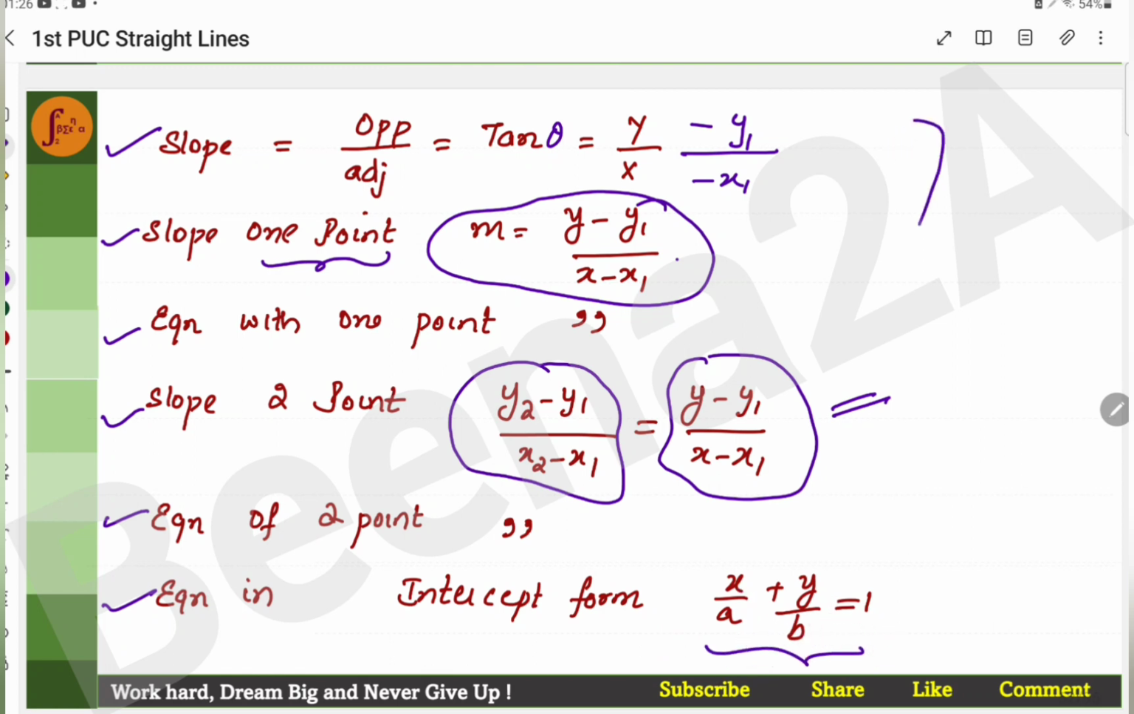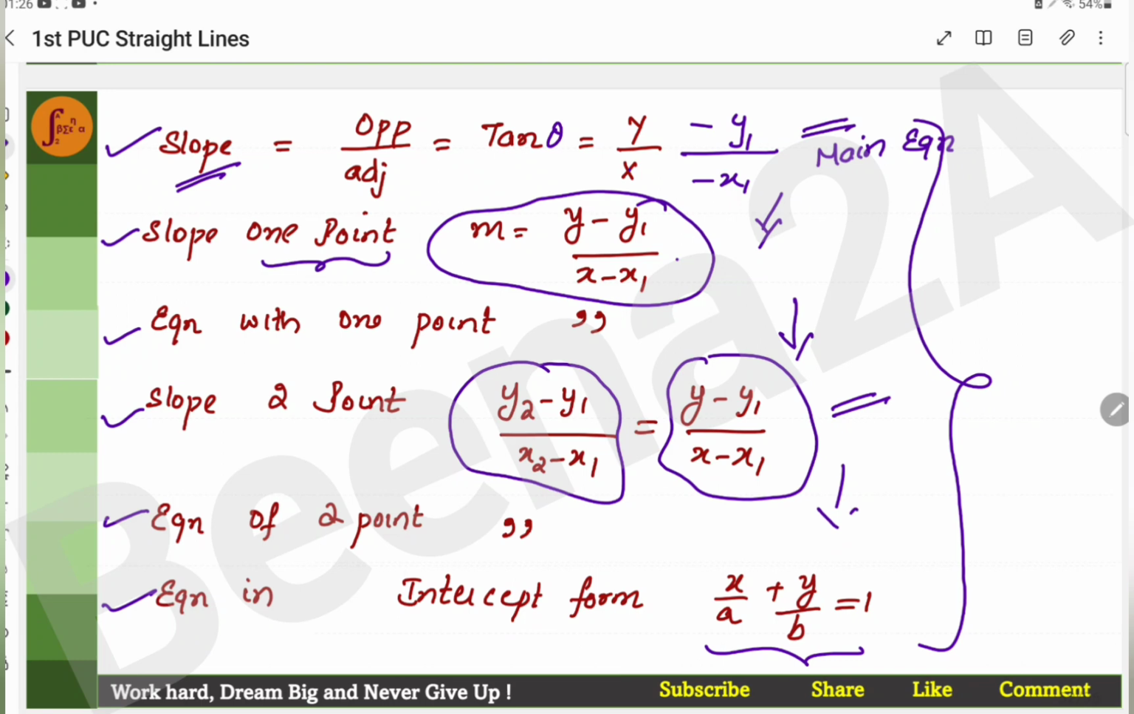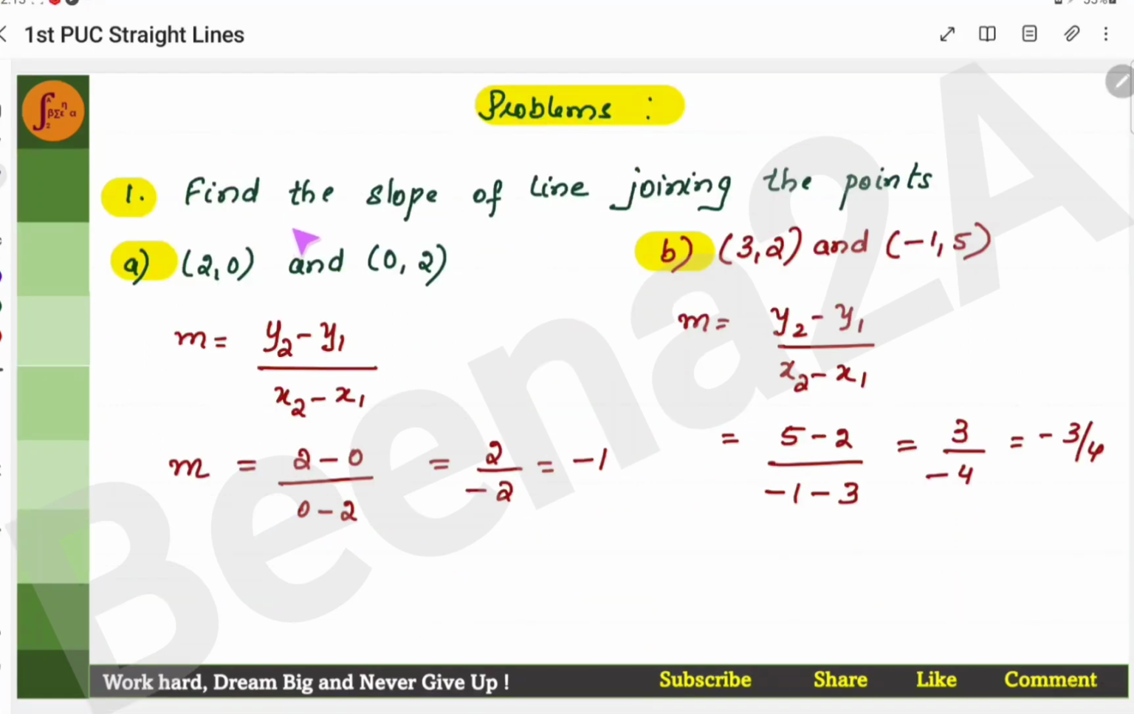Now if you note, all these things are coming from this particular main equation. The main equation is the slope formula, which is y by x or opposite by adjacent. Using this, we kept on deriving other forms: 1-point form, 2-point form, intercept form, right? So if you remember this main formula, you can keep on extending it and remembering all the other forms. Now let's look at a few problems related to all the topics that we discussed just now.